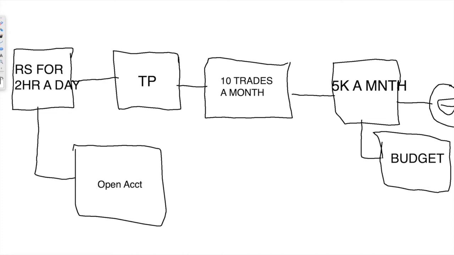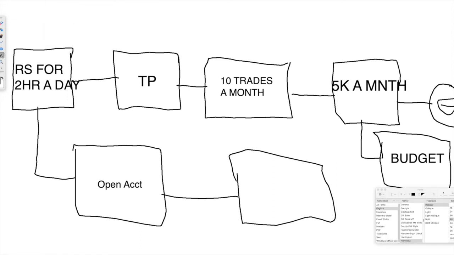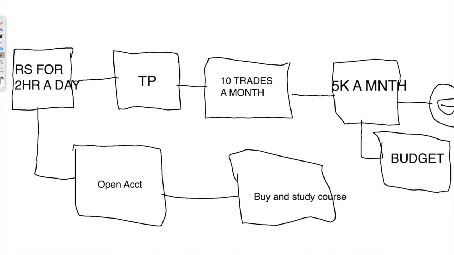Now, what's the next step going to be? We're going to have an options course that we're going to understand and study. So we have an options course that we understand and study. That's going to be the step before that. That goes right in there. So now we buy and study the course. And so this essentially is going to be all the steps that we're going to need.